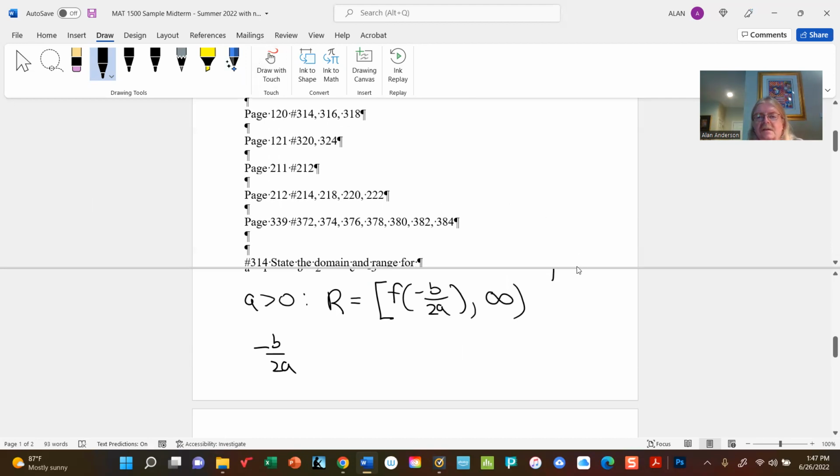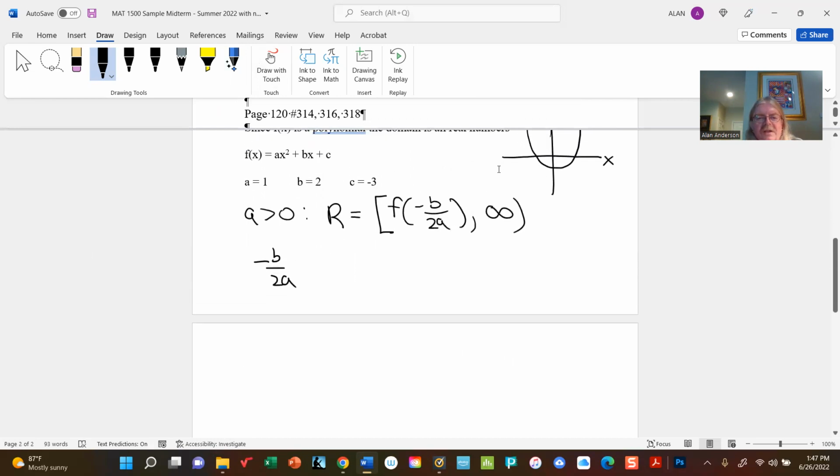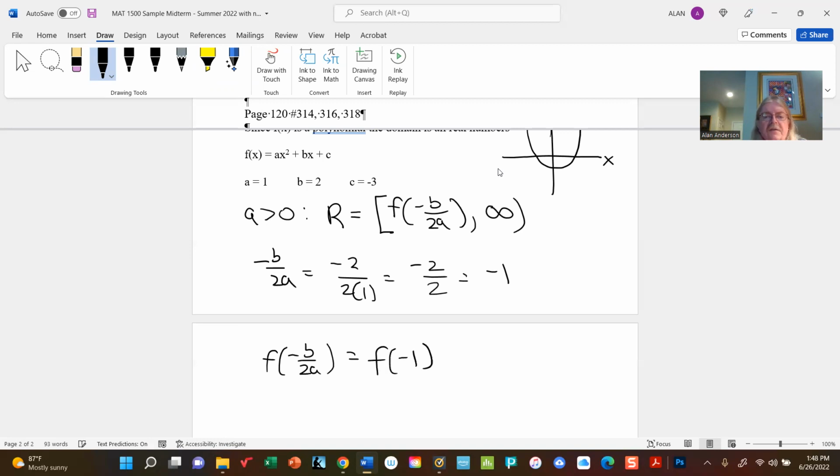Hold on a second. Trying to make sure I've got enough room so you can see everything. All right, here we go. Minus 2 over 2 times 1. So what that means then is that the lower limit of this range is f of negative 1.